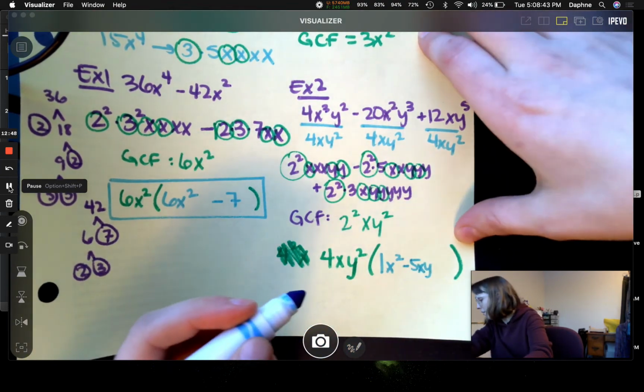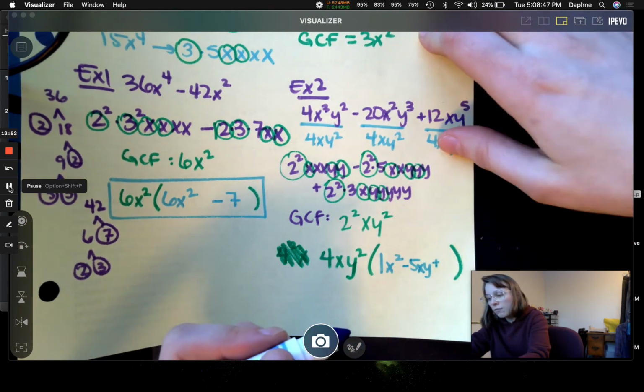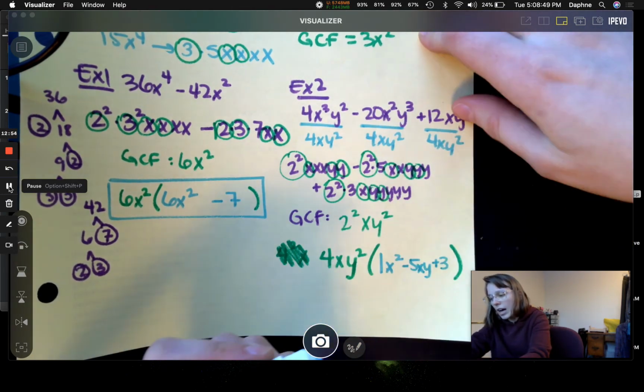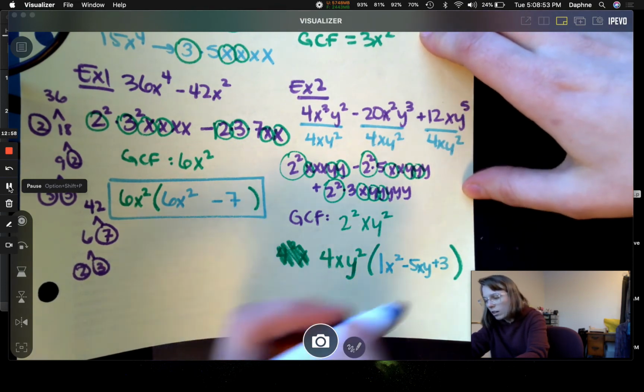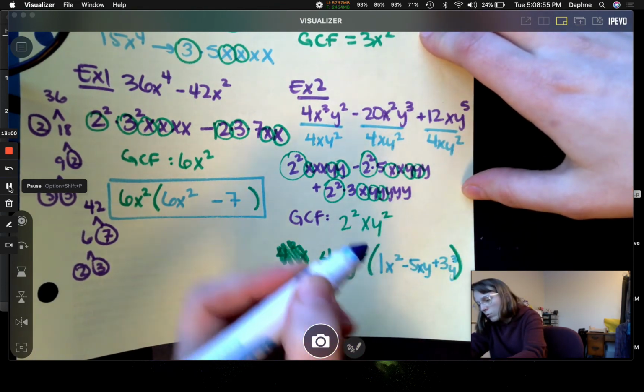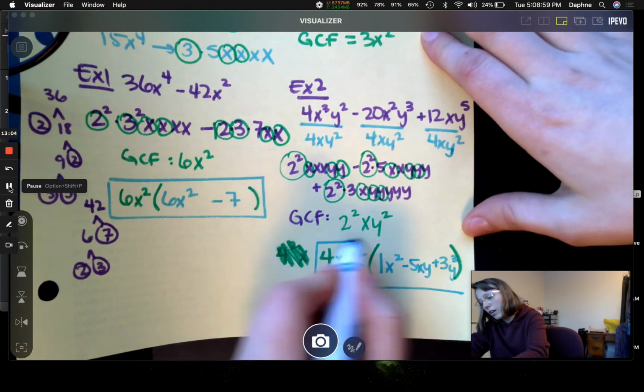Let's see if I have enough room. I think I do. Positive 12 divided by 4, 3. X divided by x, 1. Y to the 5th divided by y squared is y cubed. And that's a y. All right? So this is your final answer.